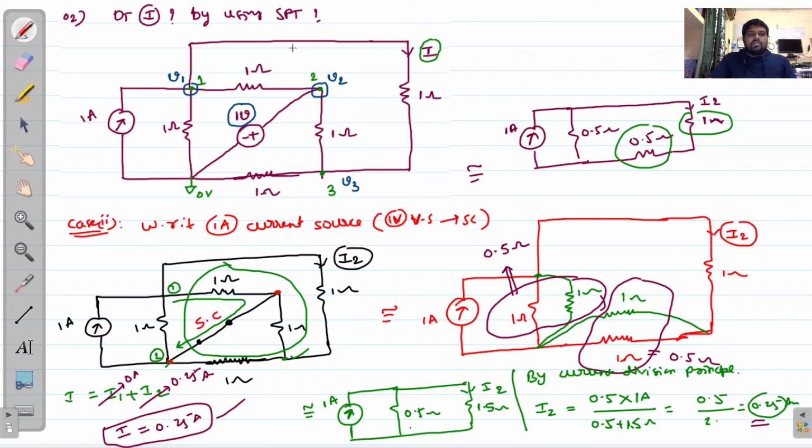This is about a superposition theorem related problem.